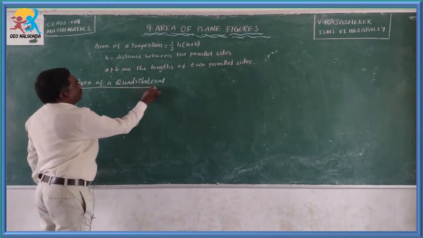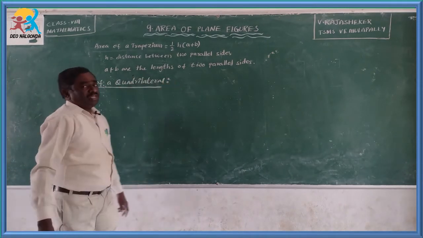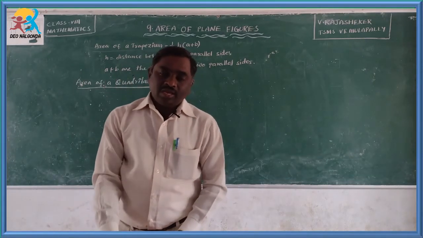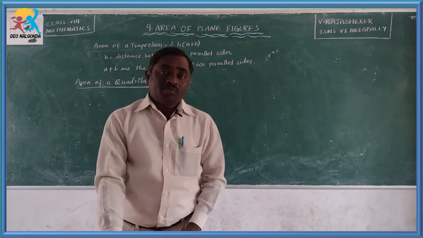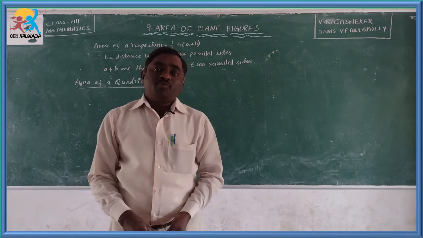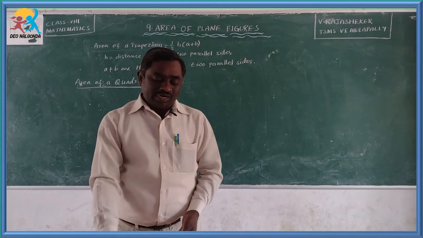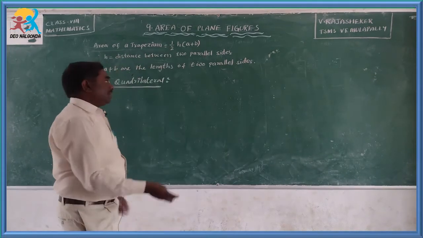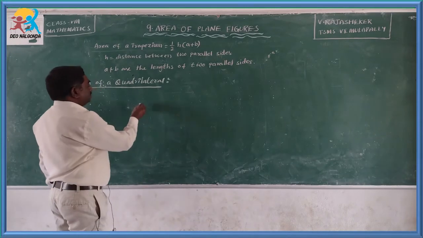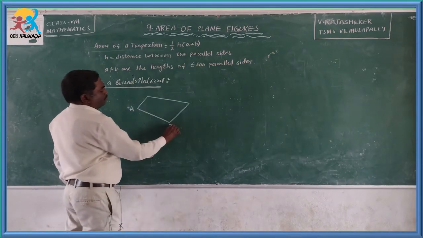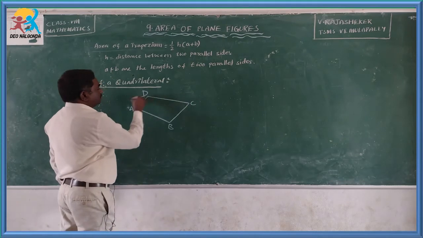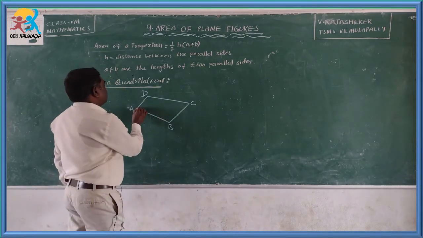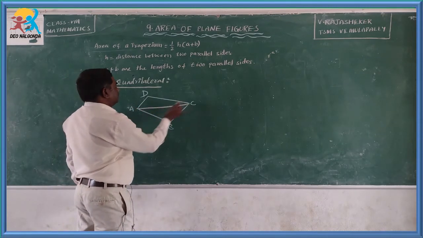Area of a quadrilateral. What is a quadrilateral? A simple closed figure with four sides is a quadrilateral. Let us consider a quadrilateral ABCD, A, B, C, D, and here let us take the diagonal AC.